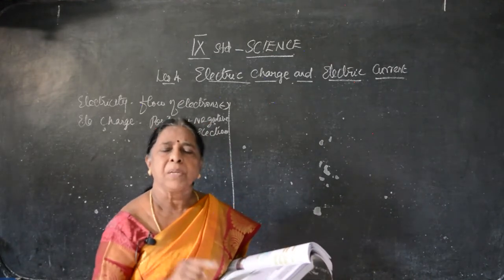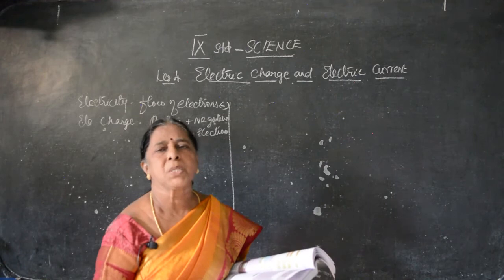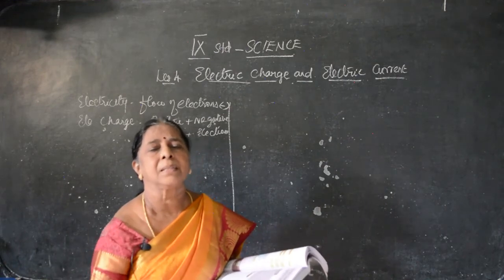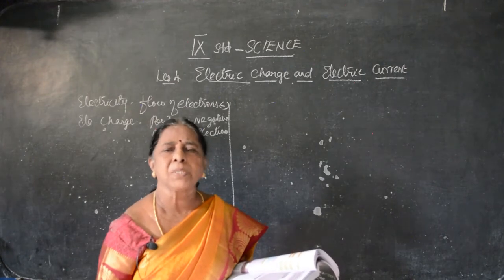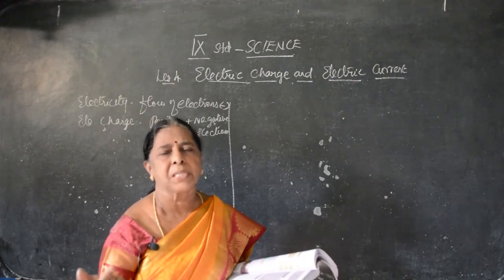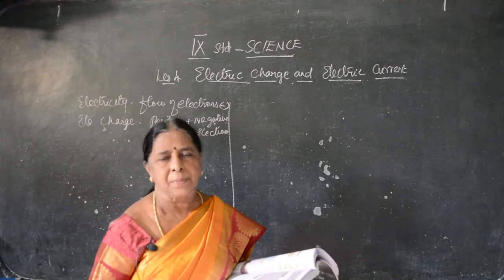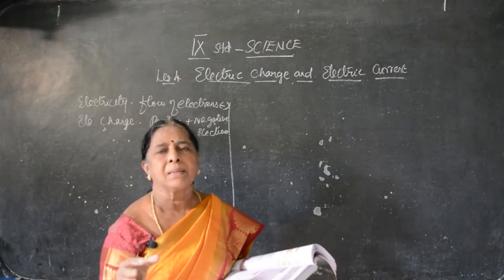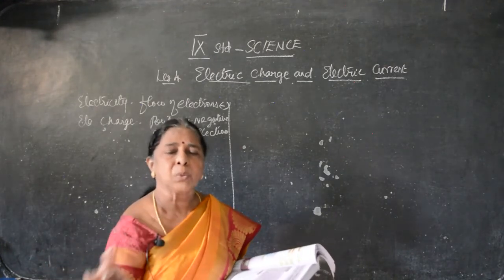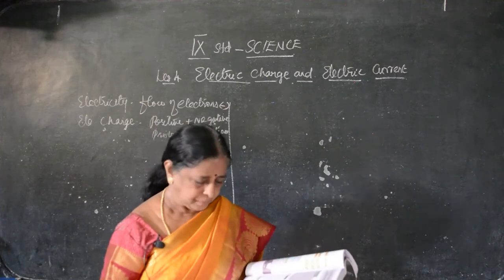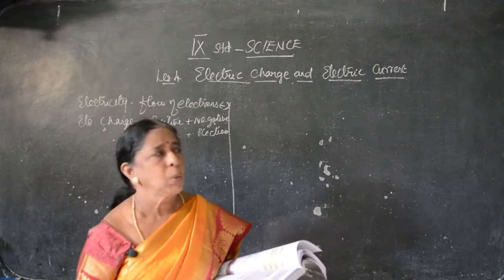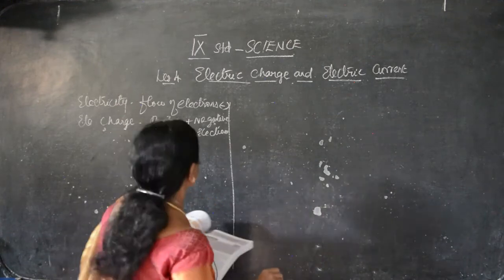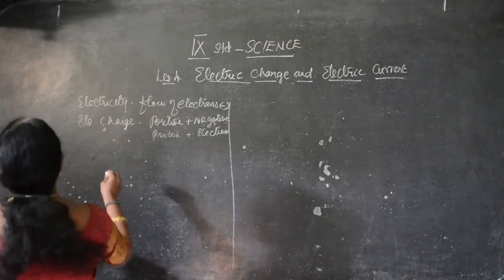Electrons are negatively charged particles, and they attract the positively charged particles. Clear? We said already, like poles repel, unlike poles attract. That you have studied in lower classes, magnetism. Like poles, north and north, repel each other. North and south attract each other. Clear? So the electric charge is measured by the unit Coulomb.